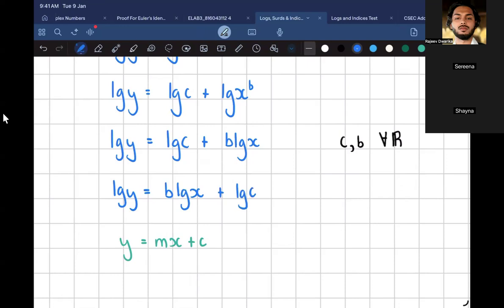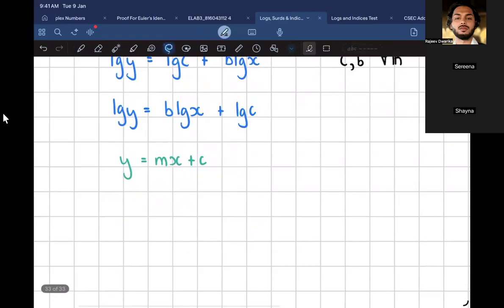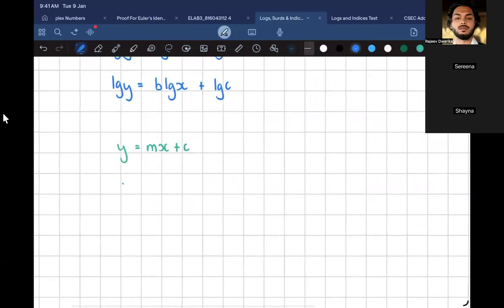Serena, are you able to follow? I want to make sure you understand everything so far. Yes, sir, I understand. Okay, nice. So if this is the case, tell me, Shina, I would have to plot what versus what if I wanted to get a straight line? See if you could figure it out with me without me drawing the arrows to show you what each corresponds to.